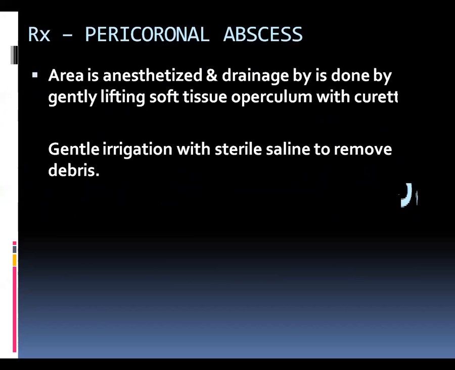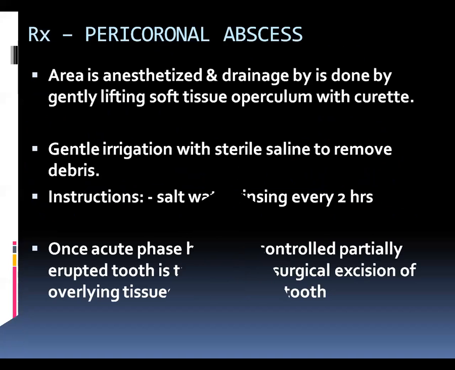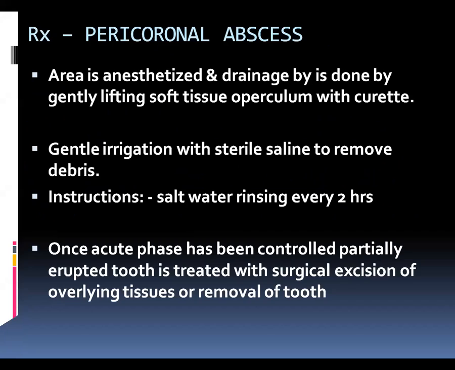What is the treatment for the pericoronal abscess? The area is anesthetized and drainage is done by gently lifting the soft tissue operculum with a fluid, followed by gentle irrigation with sterile saline to remove the debris. Instructions are given to gargle with salt water, rinsing every 2 hours. Once the acute phase has been controlled, the erupting tooth is treated with surgical excision of the overlying tissue or removal of the tooth, depending upon the condition of the tooth.